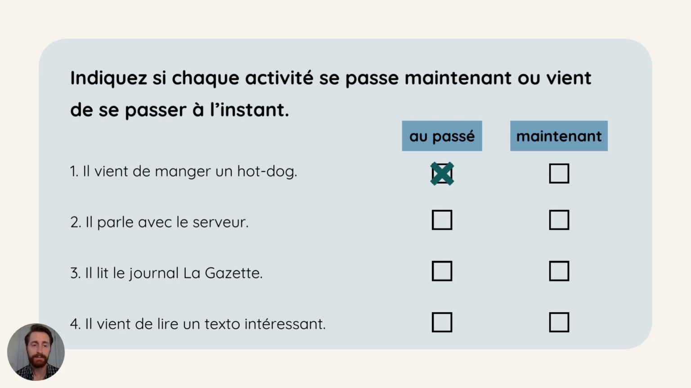Numéro 2. Il parle avec le serveur. So here we have a verb that's conjugated in the present tense. It means it's happening right now. He's talking with the server. Numéro 3. Il lit le journal, la gazette. Il lit means he is reading right now. He's reading the newspaper. Et numéro 4. Il vient de lire un texto intéressant. So he just read an interesting text.